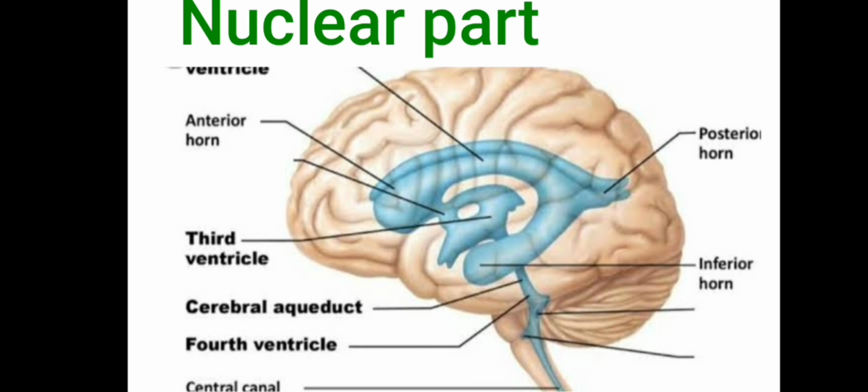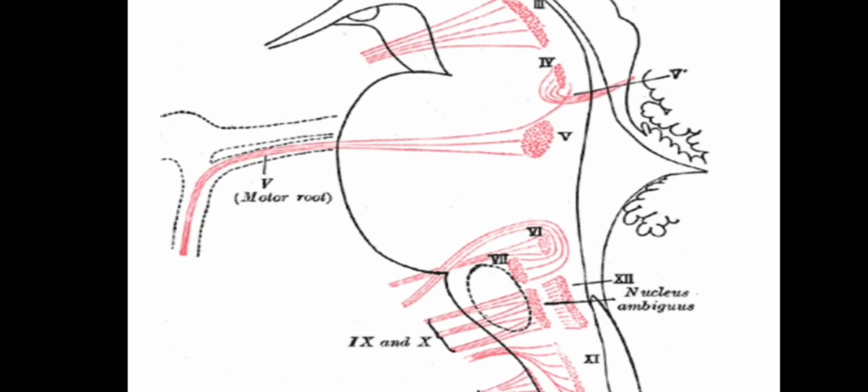Coming to the various parts now, the first is the nuclear part. The sixth nerve nucleus is situated in the floor of the fourth ventricle, beneath the facial colliculus, in the lower part of the pons close to the midline. If you see in this picture, this is the fourth ventricle. So it is situated in the floor of the fourth ventricle. This is one more picture showing the exact location of the sixth nerve nucleus, which is situated in the floor of the fourth ventricle, in the lower part of the pons.